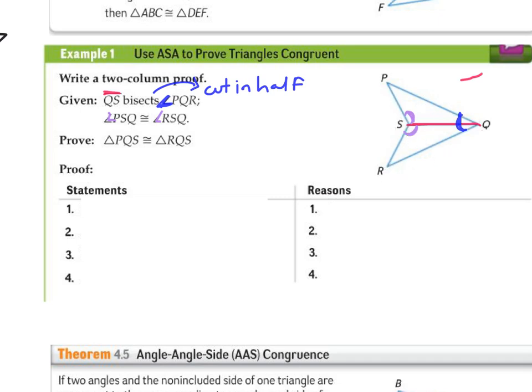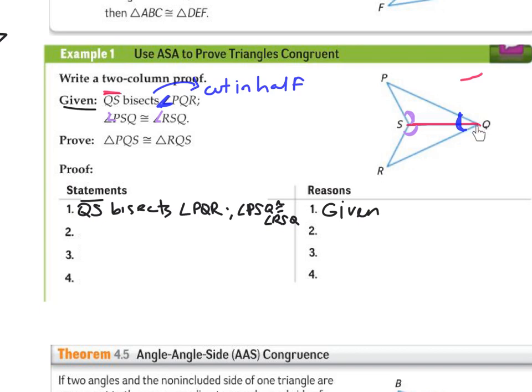Well, look at the information that's given to us. First, we want to start with our givens. So our first statement will be QS bisects PQR, as well as these congruent angles, PSQ congruent to RSQ. The reason for these statements is they're given to us. Given. So now I'm going to take my given information and my picture and dissect it a little bit, figure out what's going on.